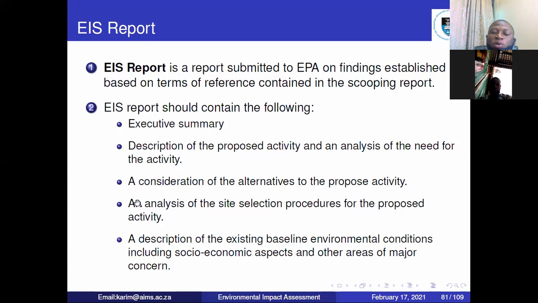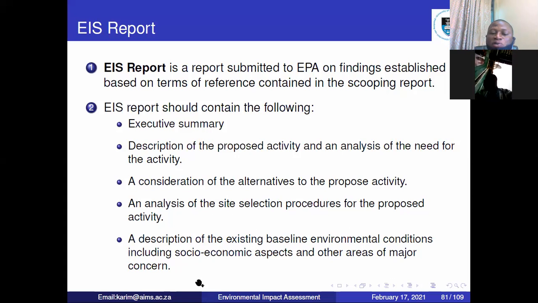The building that you are going to put up, is it going to cause traffic? How beneficial is it going to be to the community or those in the surrounding environment? So the selection procedure: what procedure did you use to select the site where you want to set up your project? And then the activities associated with that project, state them clearly. And you have to also describe existing baseline conditions. What were the conditions before you started the project? You have to describe them very well.